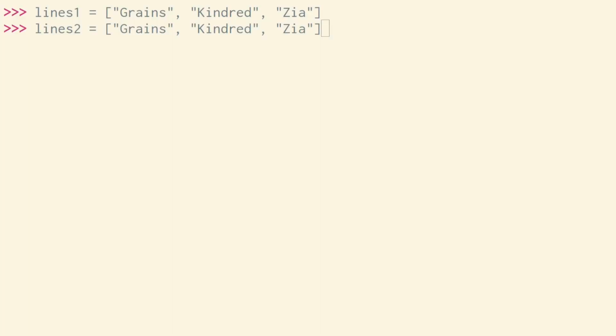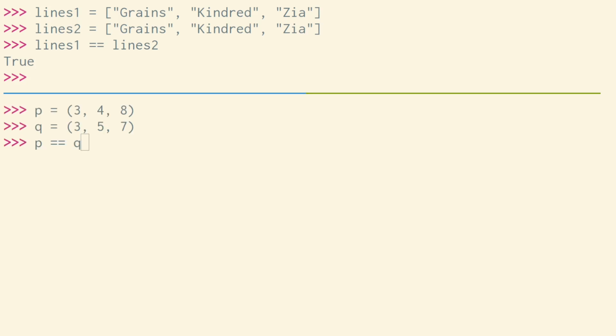In Python, how can you check whether two iterables are equal? If we have two lists and we wanted to know whether the items in these two lists are the same, we could use the equality operator. The same thing works for comparing tuples.